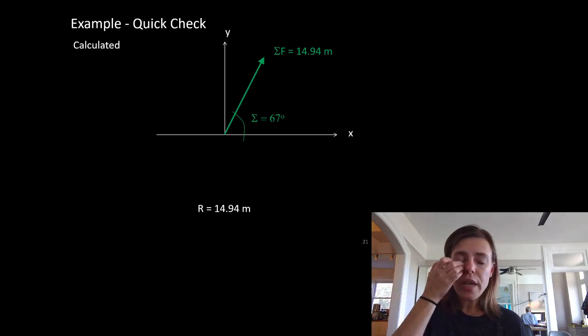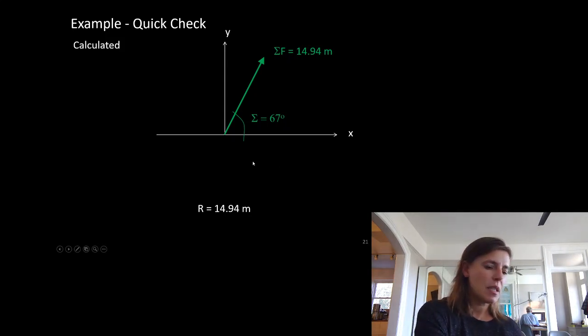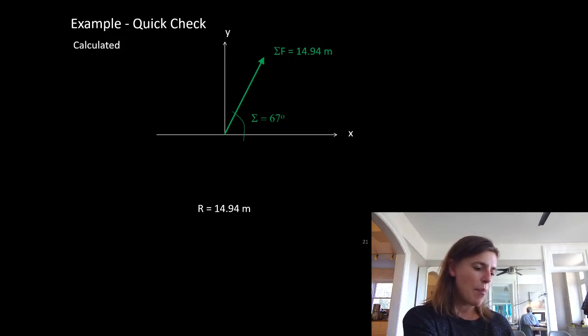So let's look at that one that we did earlier, where we had the sum of all of our forces was 14.94 meters, and our angle was 67 degrees relative to the axes. I'm just going to fix that. Bugs me that says sum and not some method of representing angle.